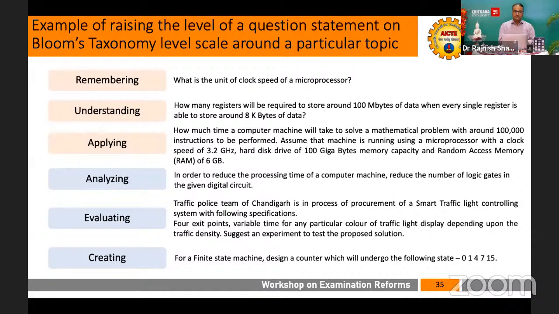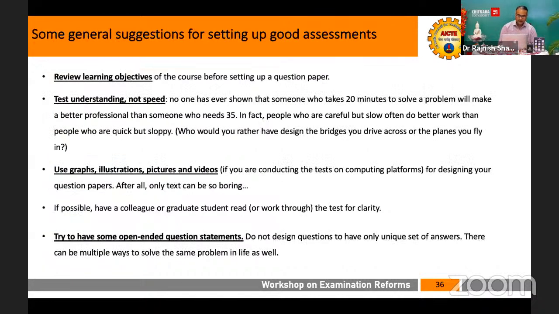Simultaneously, with these examples shown in the last few slides, you will be able to think of how the level of questions around the same topic, the same course, the same subject can be raised to different levels of Bloom's taxonomy. Right? Toward the end of the session, there are some very general suggestions for setting up good assessments.